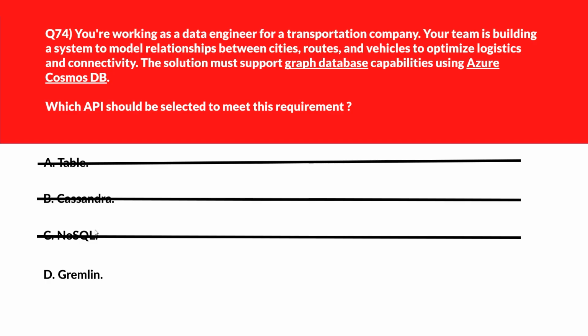We'll move to D. D says gremlin. Rings a bell because in the question we can see graph is mentioned, and in the option we have gremlin, right? So this rings a bell. Gremlin API supports graph based queries and relationships mapping essential for graph databases. So option D is the right answer.